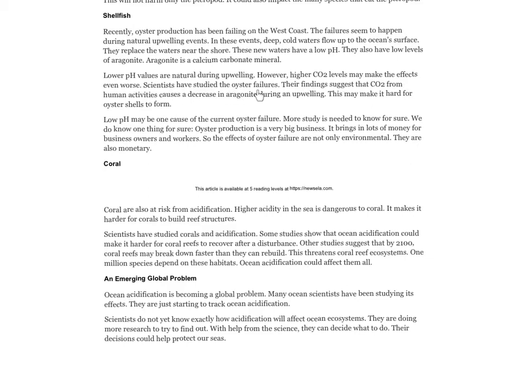Scientists have studied the oyster failures. Their findings suggest that CO2 from human activities cause a decrease in aragonite during an upwelling. This may make it hard for oyster shells to form. Low pH may be one cause of the current oyster failure. More study is needed to know for sure. We do know one thing for sure. Oyster production is a very big business. It brings in lots of money for business owners and workers. So the effects of oyster failure are not only environmental, they are also monetary.